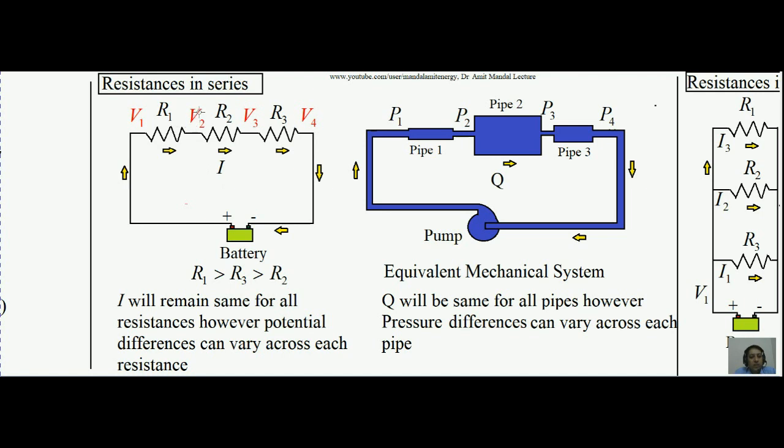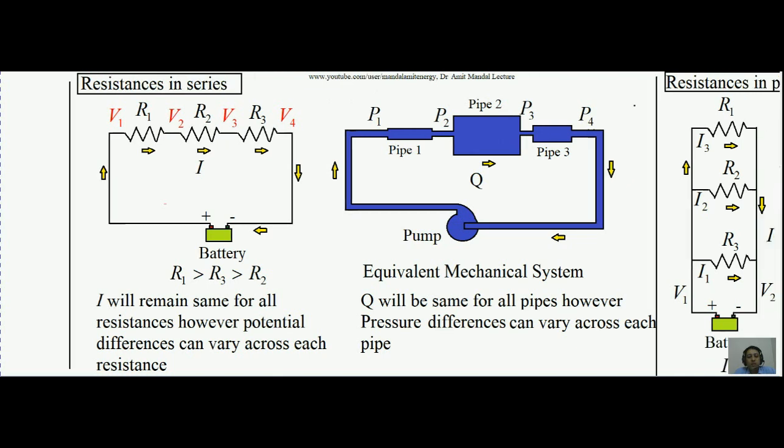Now V1 minus V2 will tell the potential difference, the voltage across resistance R1. Same as P1 minus P2 will tell the pressure difference across the two ends of pipe 1. Similarly, V2 minus V3 is the voltage across the two ends of the second resistance, and V3 minus V4 is the voltage across the two ends of resistance 3. If you add V1 minus V2 plus V2 minus V3 plus V3 minus V4, ultimately you will get V1 minus V4, which is the ultimate potential difference across this combination. Similarly, P1 minus P2 plus P2 minus P3 plus P3 minus P4 gives P1 minus P4, the ultimate pressure difference across this combination of pipes.